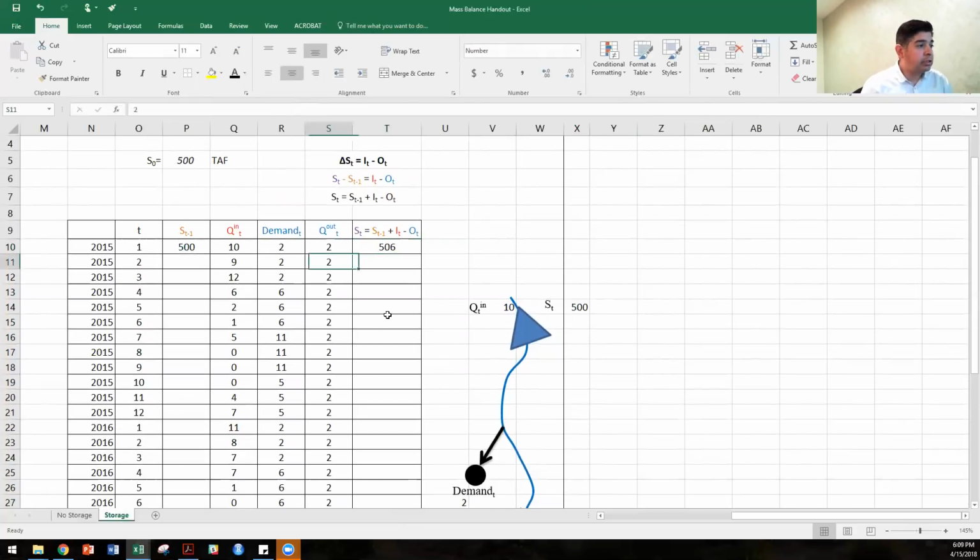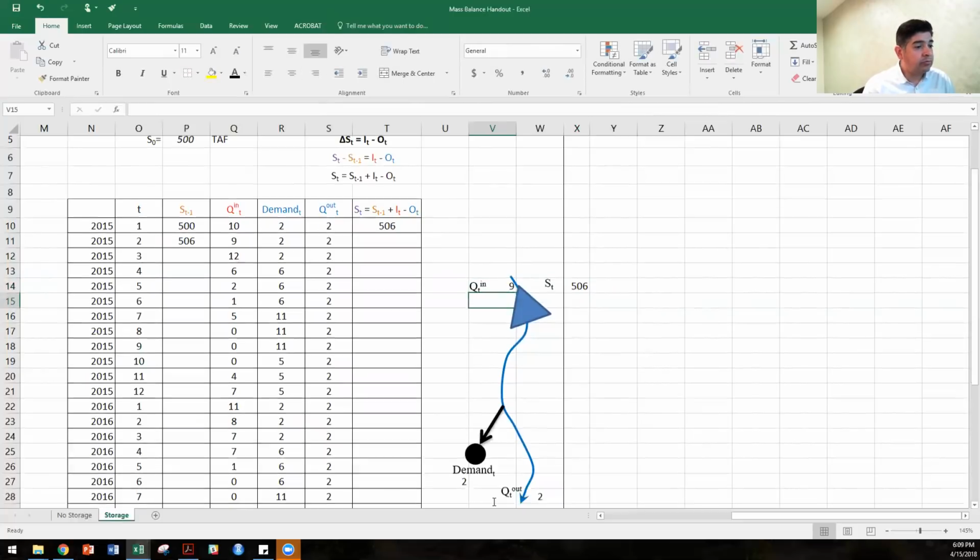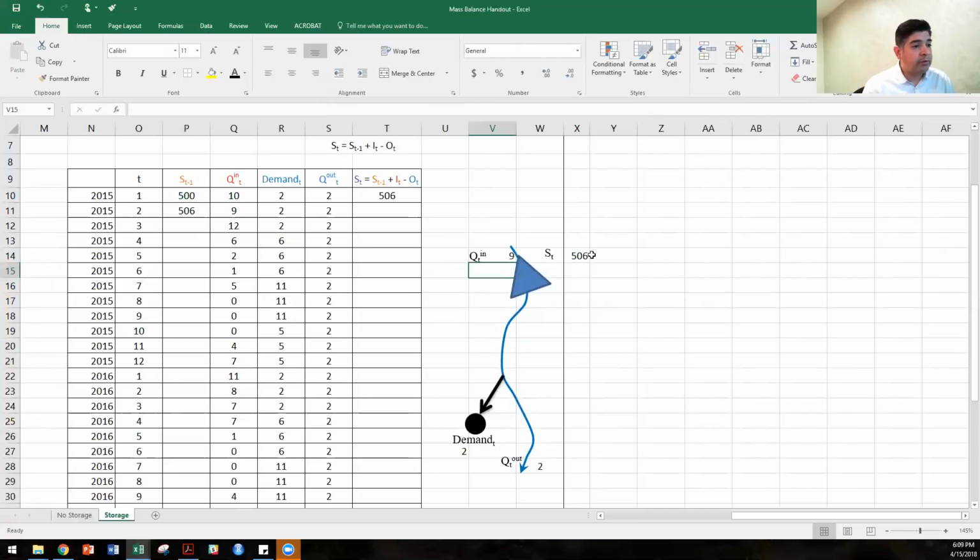That's how we're estimating this. Now, for the following time step, this 506 will be our initial storage, the storage in the previous time step. We have 9 units of water coming in, and we have the same 4 units of water requested at the end. So 506 plus 9 is 515, minus 4 is 511. So it has to be 506 plus this, minus the sum of the outflows.